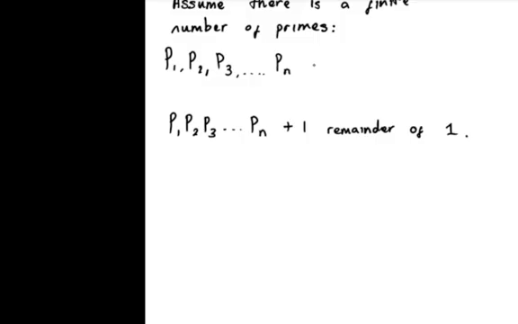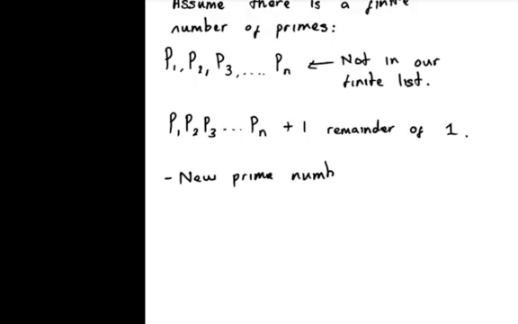and it is also not in our finite list of primes. It is effectively a new prime number. That's one option. New prime number. The alternative is that it is a composite of 2 other prime numbers, but the 2 prime numbers that it's a composite of are also not in the list.